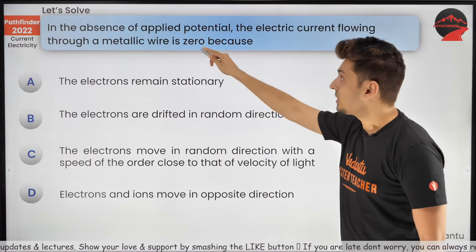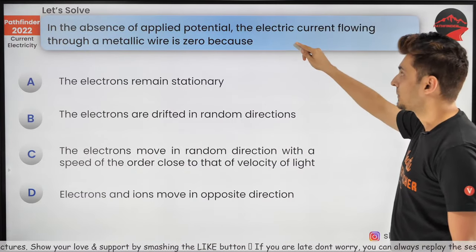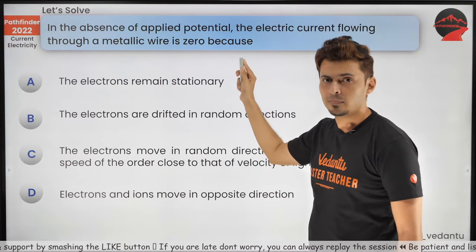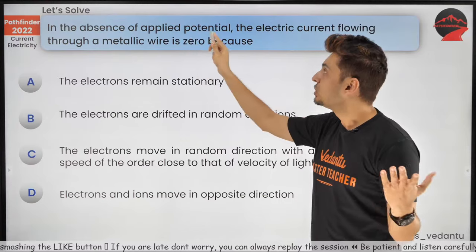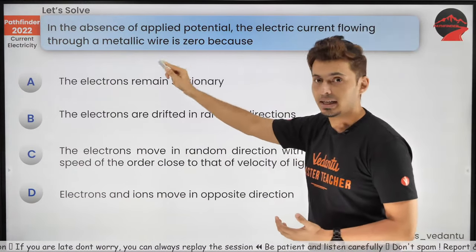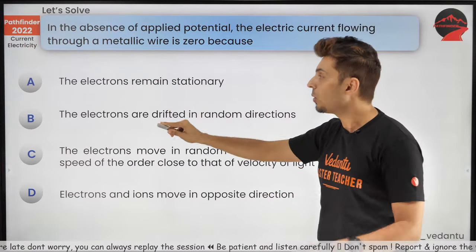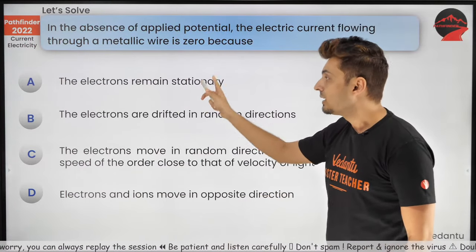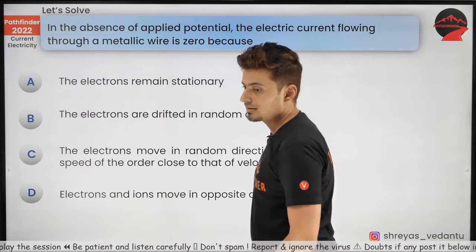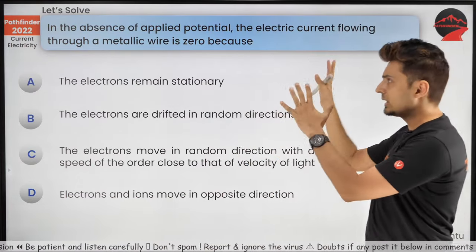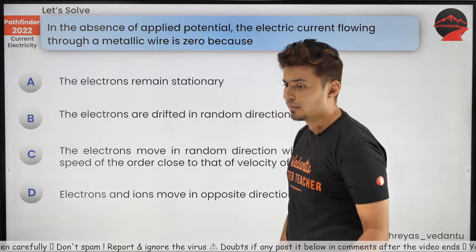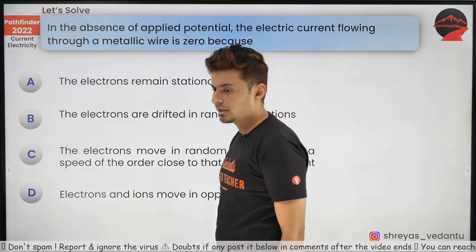In the absence of applied potential, the electric current flowing through a metallic wire is zero. Makes sense. When there is no potential difference, then the current flowing through a metallic wire is nothing. It's zero. Now, which of the following explains this statement correctly? Which of the following statements justifies or supports this statement the most appropriately? Come on, think about it.